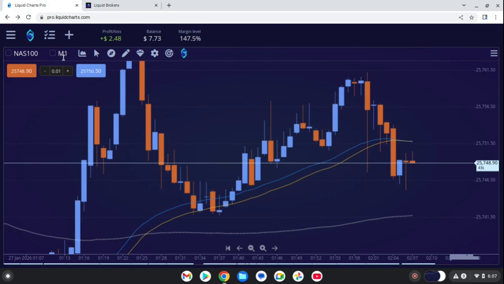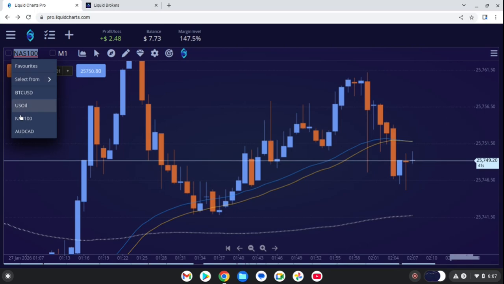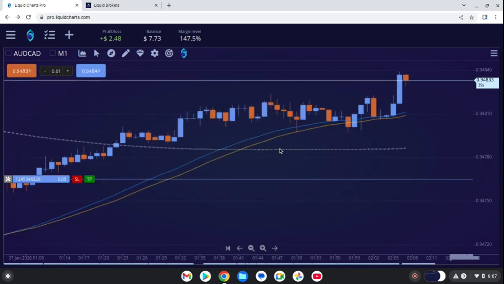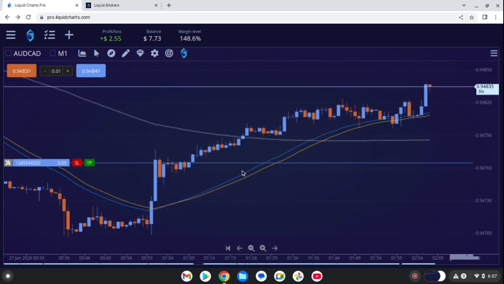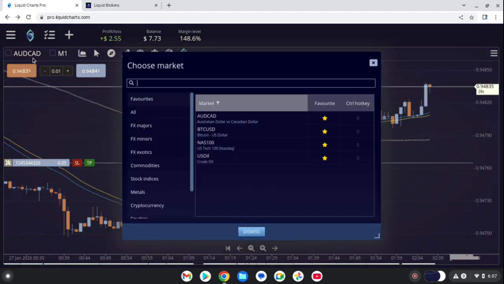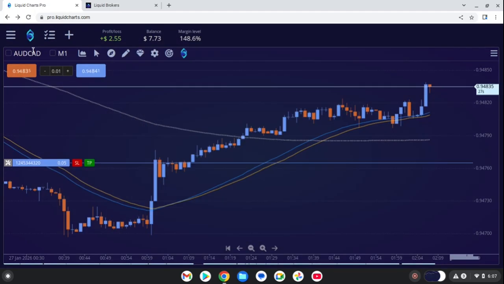Okay. Let me go to my Audi Canadian real quick to see how it's going, because that's what my trade is on. And as you see, the price is still going up. Blue over the orange, price is going up. That's why I'm in profit, almost 50% on my account right now. Okay, so let's go back to the Nas 100.